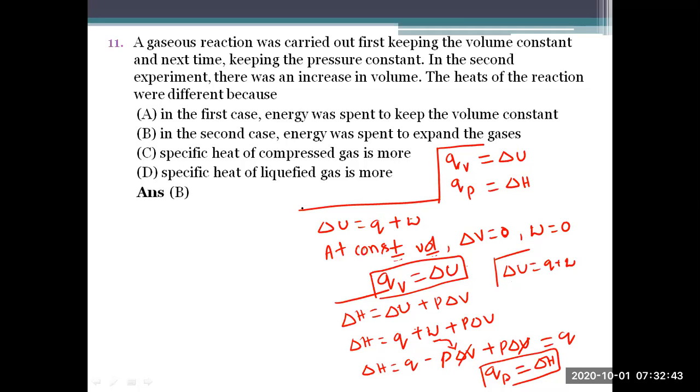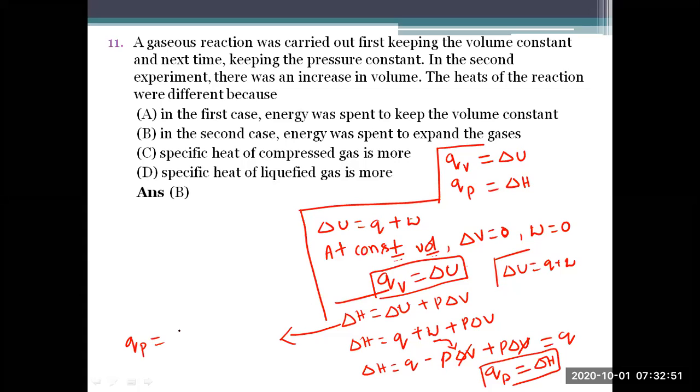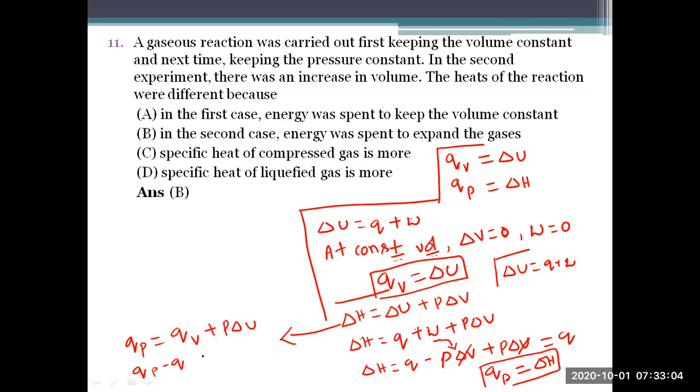QV is equal to delta U, QP is equal to delta H. In this context, we can also write this equation. Delta H is nothing but QP. Delta U is nothing but QV plus P delta V, or that RT delta n form. They'll ask you sometime, calculate the difference between QP and QV. RT delta n, you can also write.